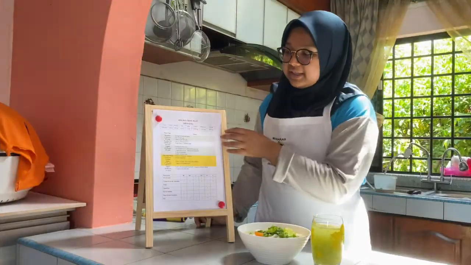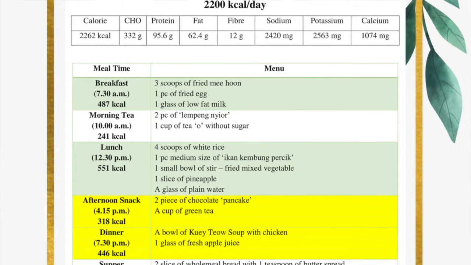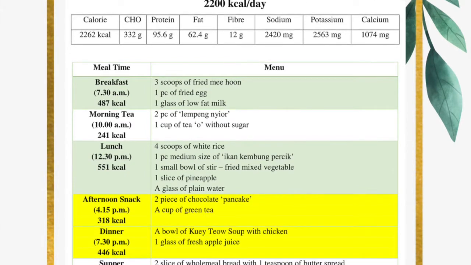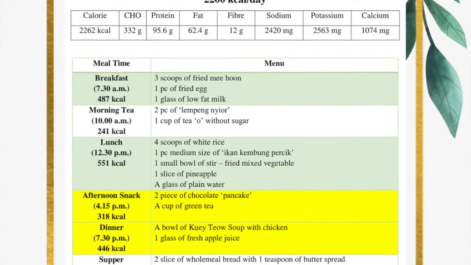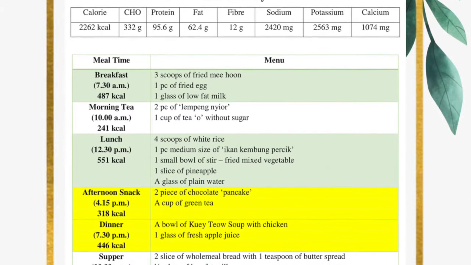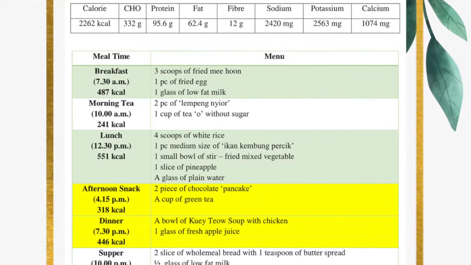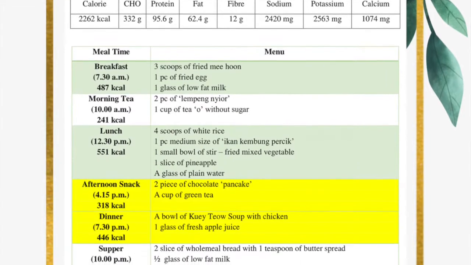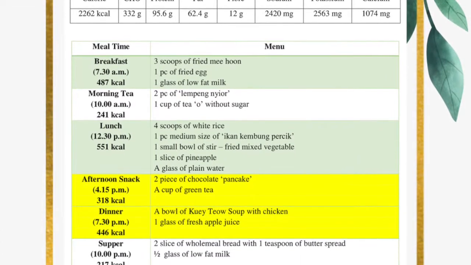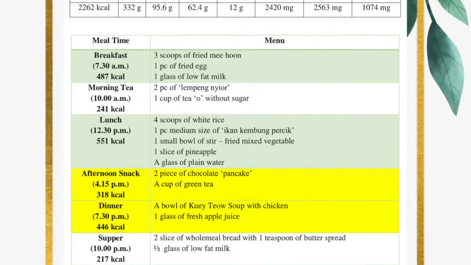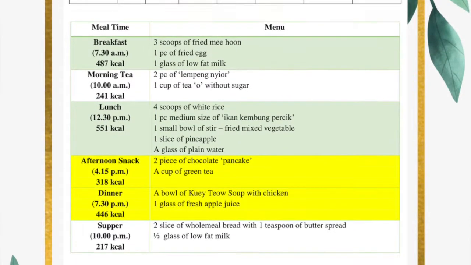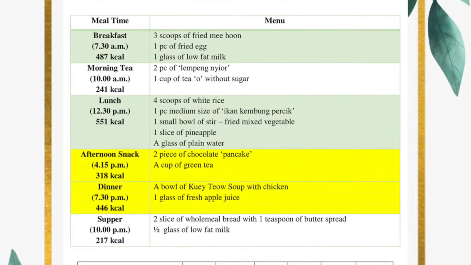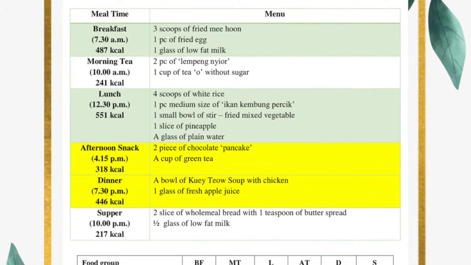So these are the distribution of macronutrient and micronutrient when I entered all the dishes into the NutriPro, with a total of 2,262 calorie, 332 gram carbohydrate, 95.6 gram protein, 62.4 gram fat, 12 gram fiber, 2,400 milligram sodium, 2,563 milligram potassium, and also 1,074 milligram of calcium.